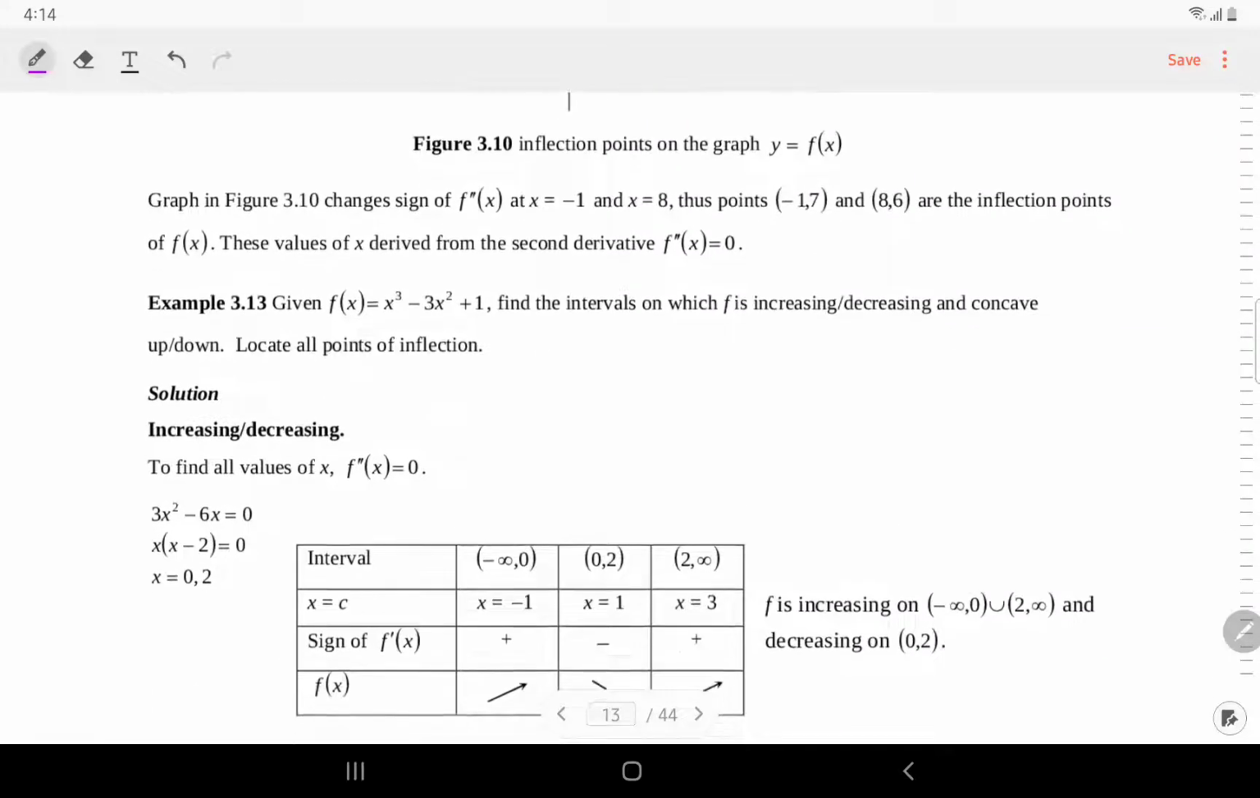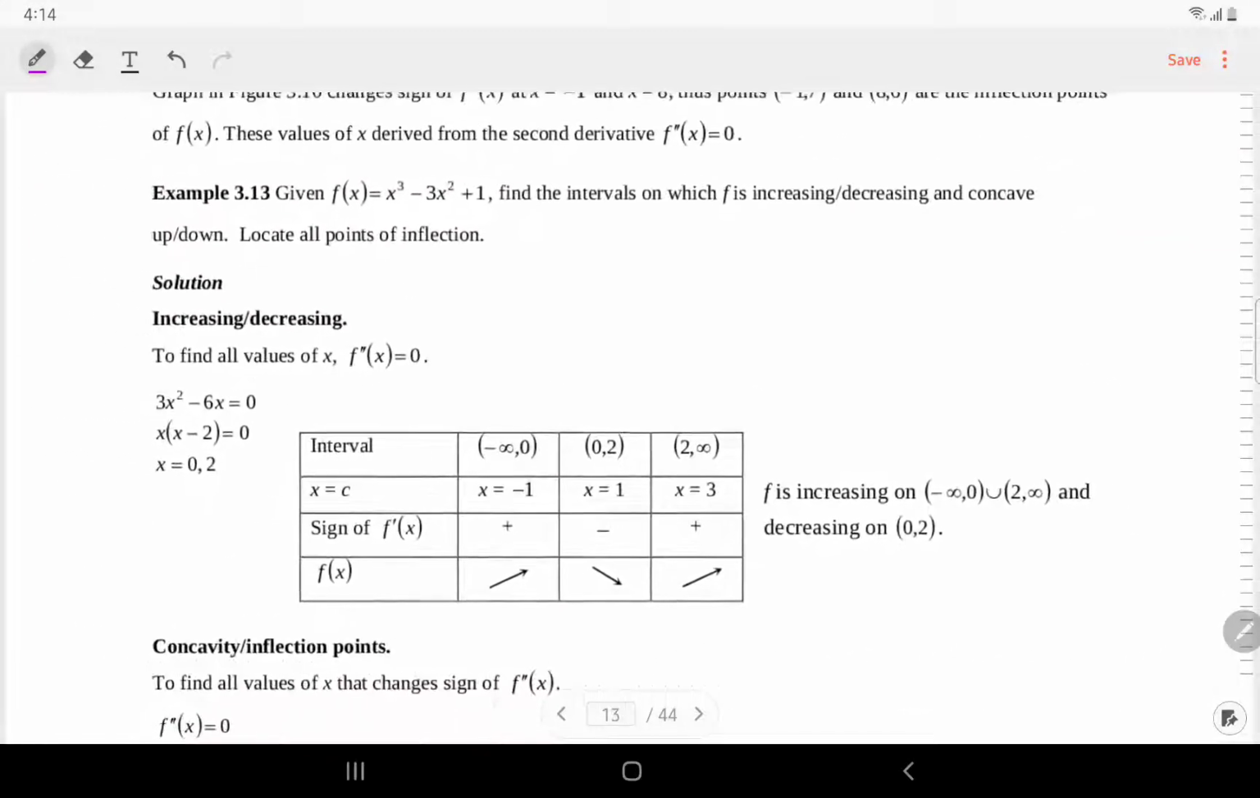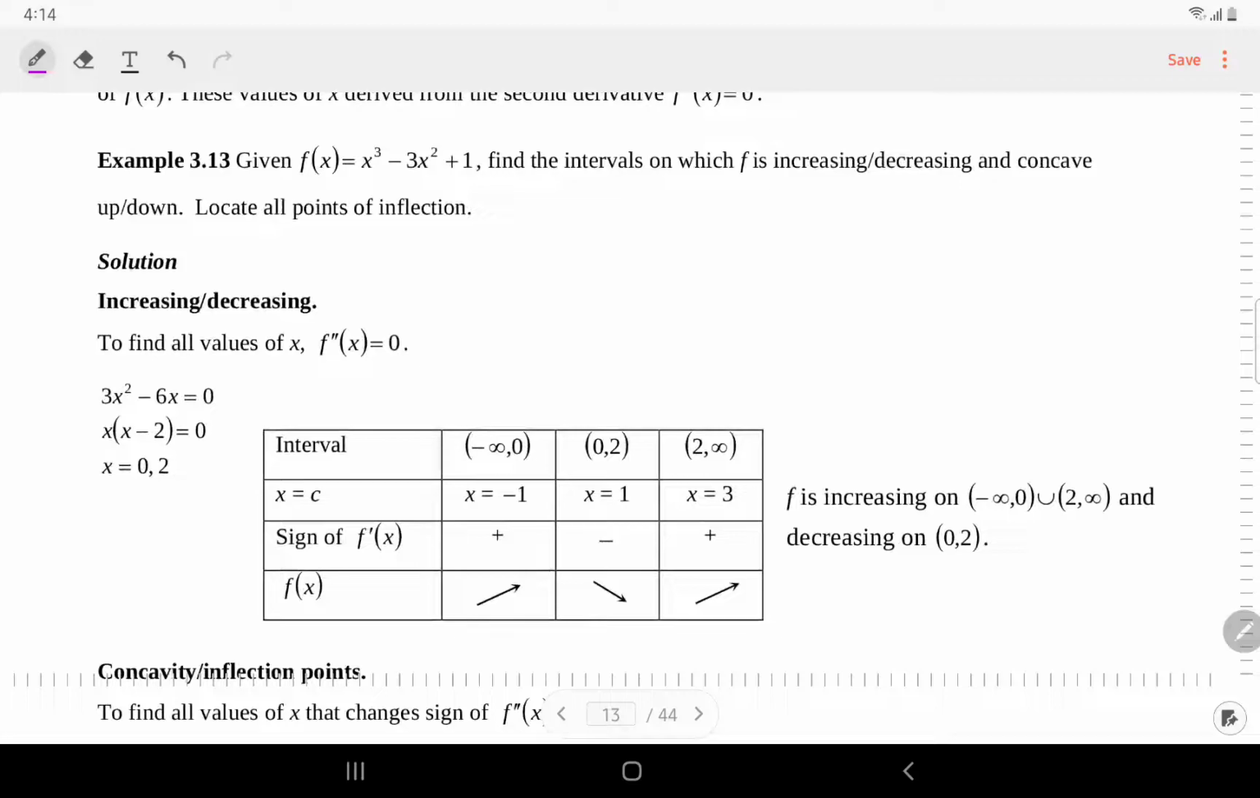How do we find the inflection point? Let's look at Example 3.13. Given this function, find the intervals of increasing and decreasing, and concave up and concave down. First we look at increasing and decreasing, and then we look at concave up and concave down.